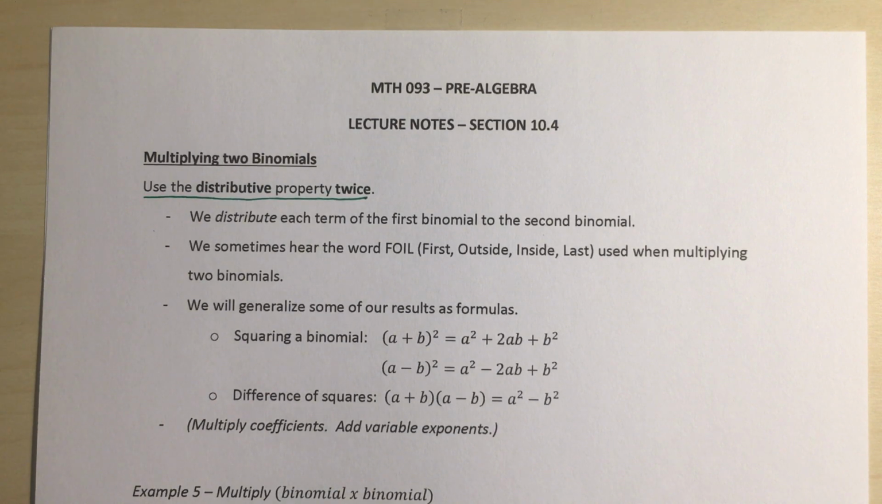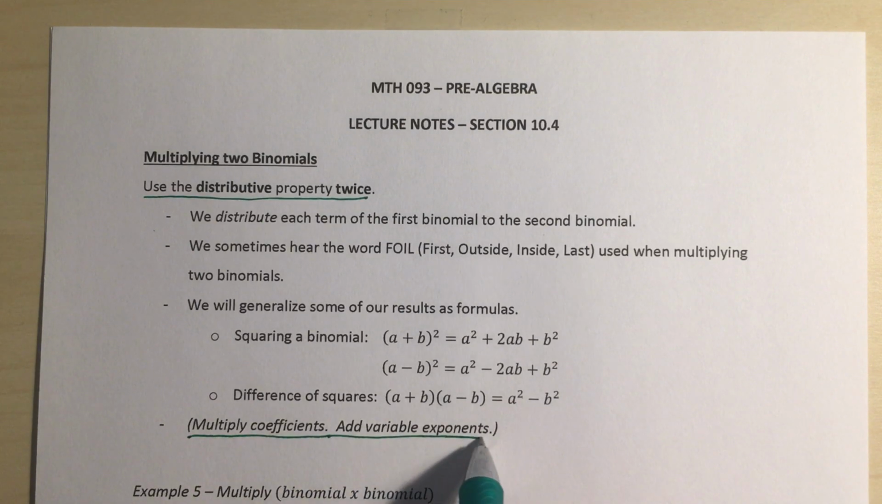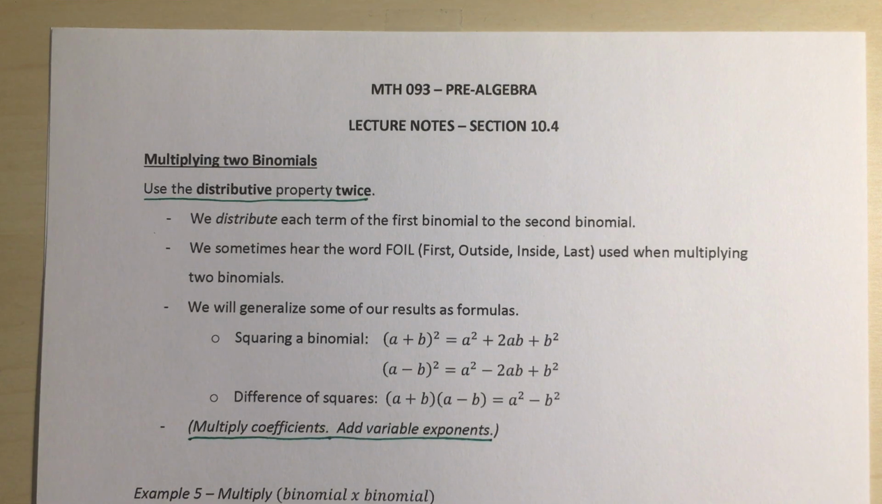And then in the last couple of examples, we're going to generalize some of our results as formulas for squaring a binomial or a difference of squares. But to start with, we're just going to focus on multiplying two binomials. Again, as we've done in every single problem in this section, we are multiplying our coefficients and adding our variable exponents.